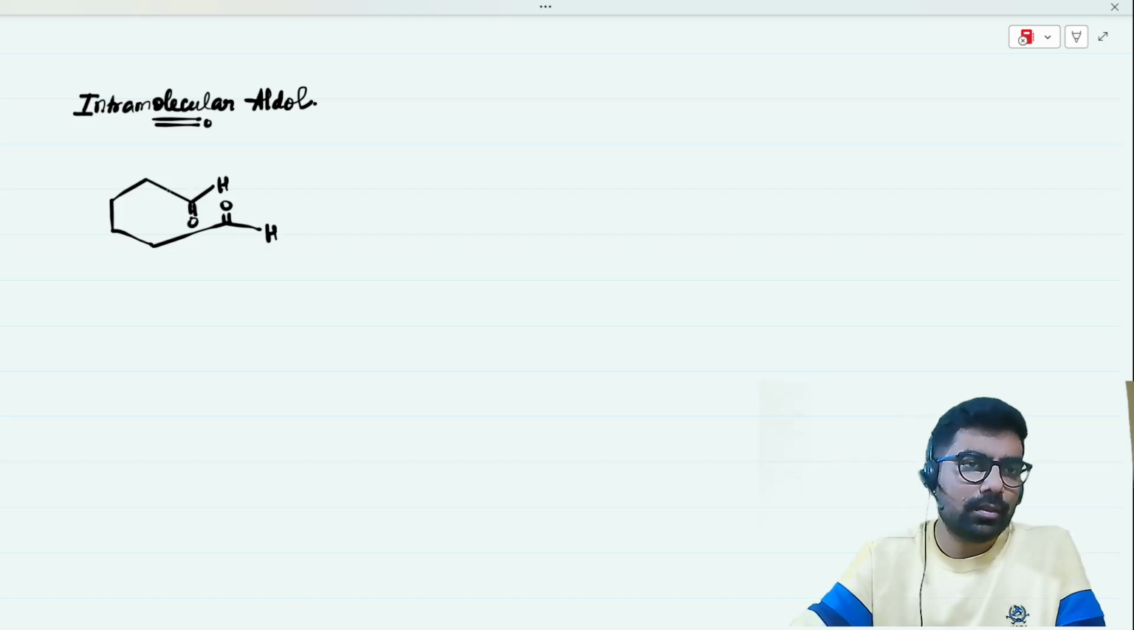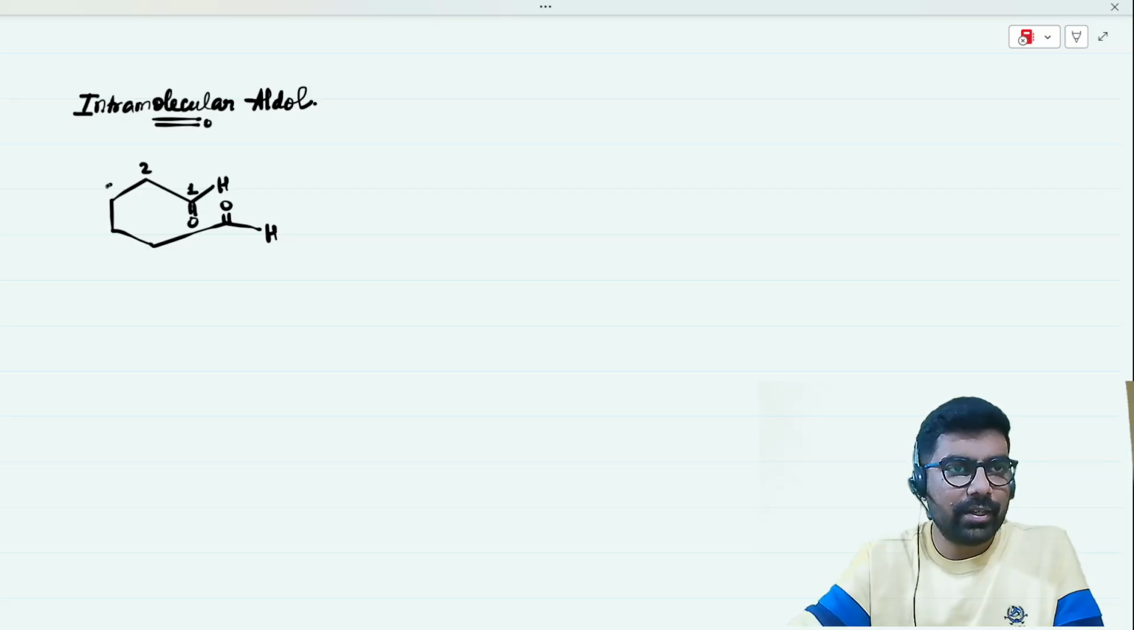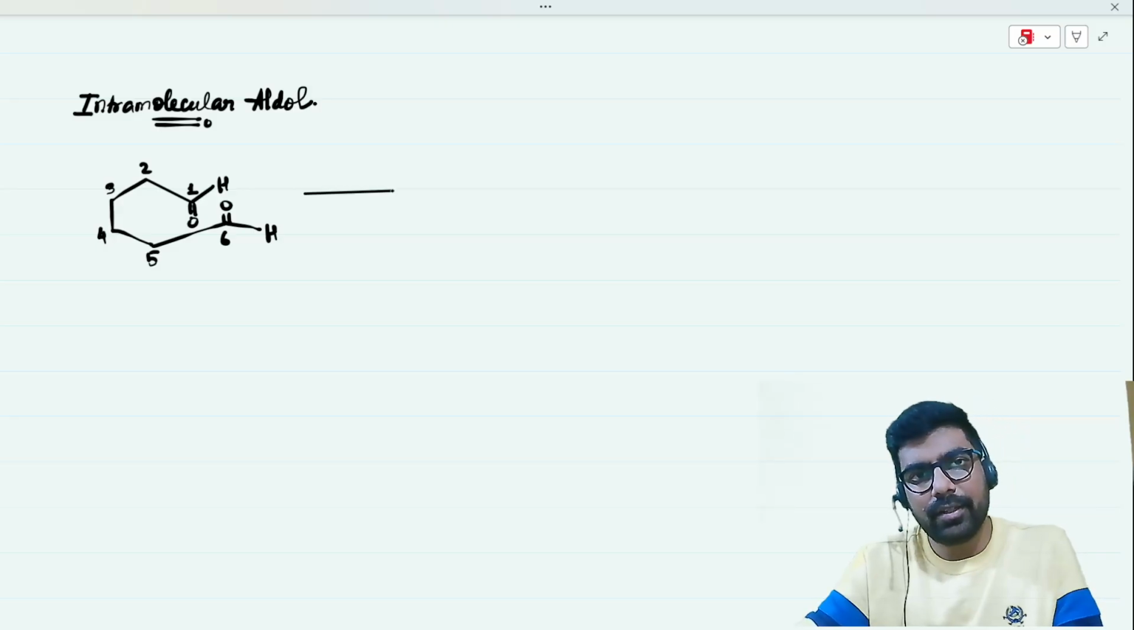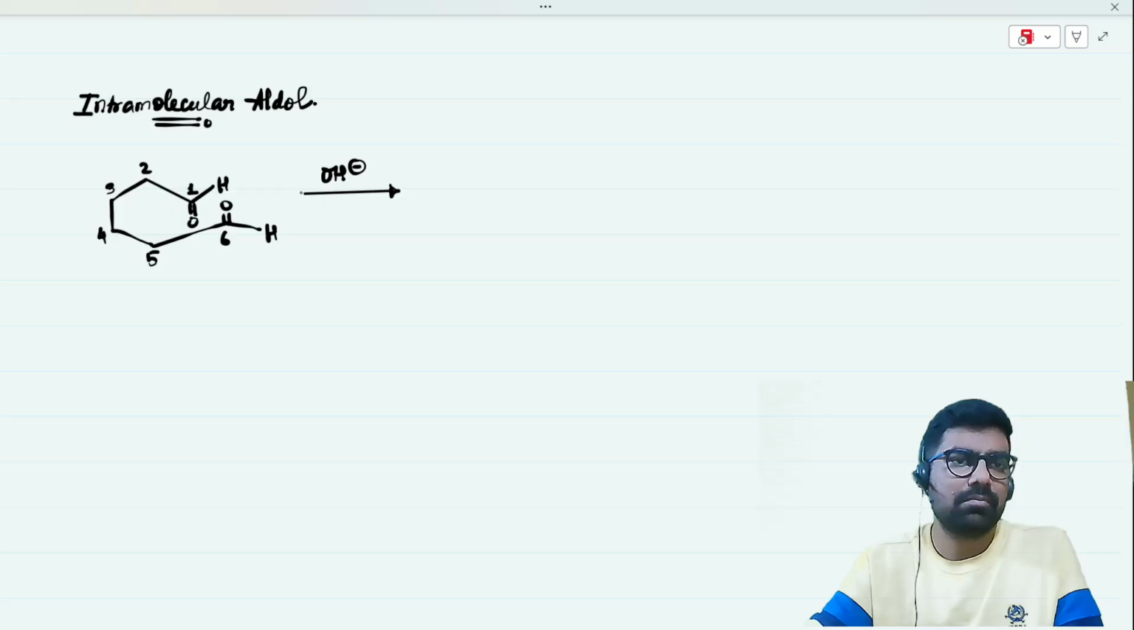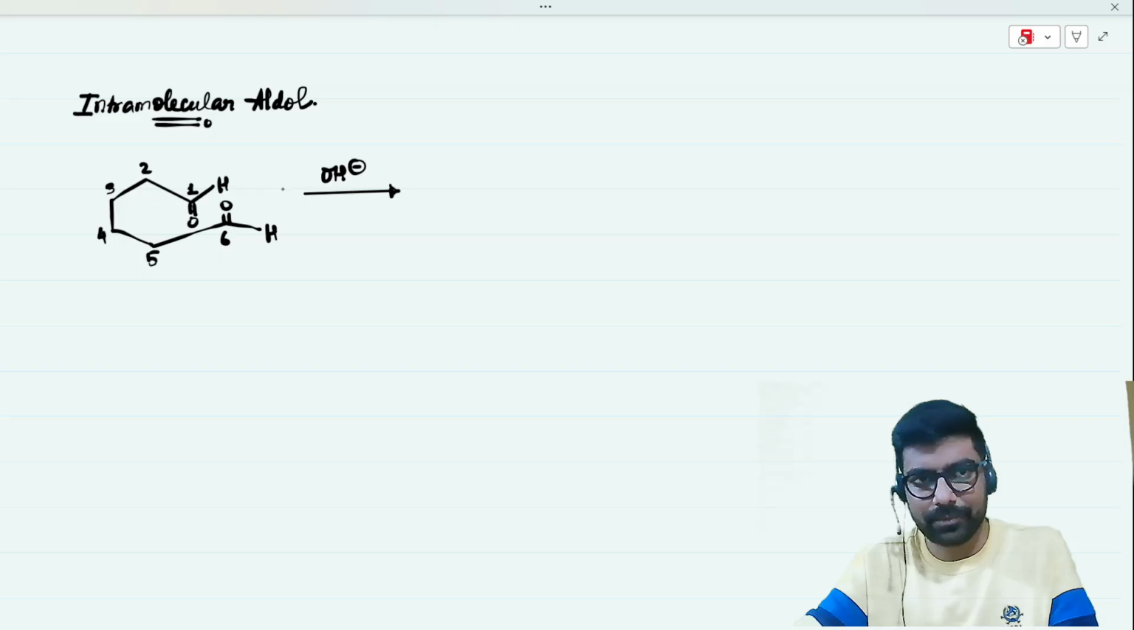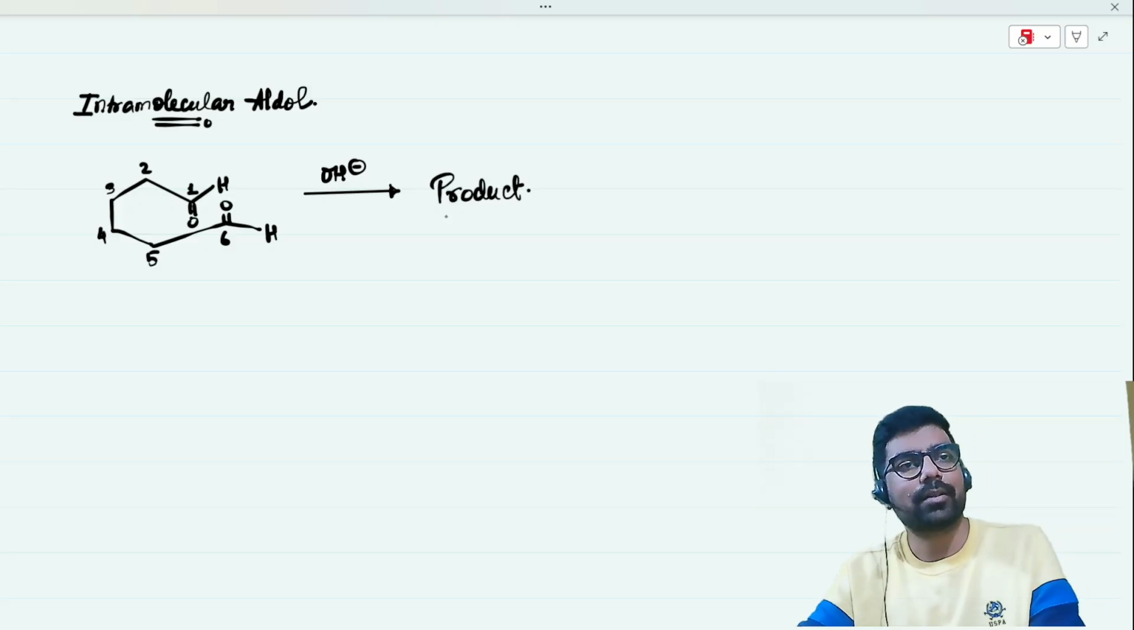Okay, there were two aldehydic groups at the two terminal positions, 5 and 6, and over here we are adding OH minus. So understood this, both have aldehyde, both have alpha hydrogen, so an aldol condensation will take place. So what will be the product? Let's say this is something it is asked, what will be the product?